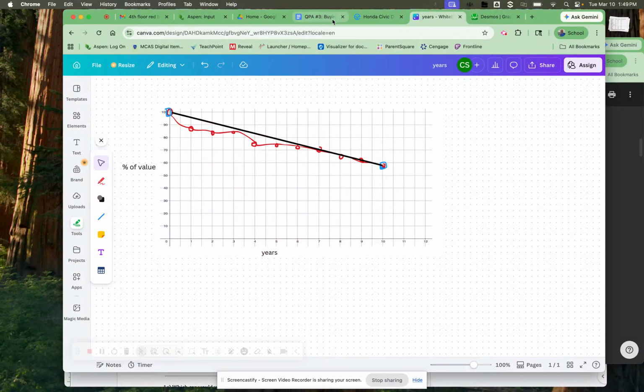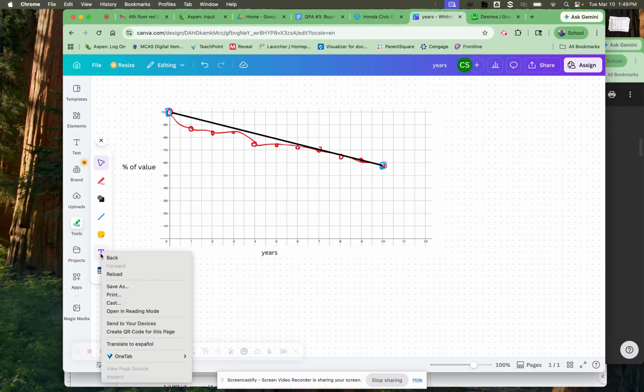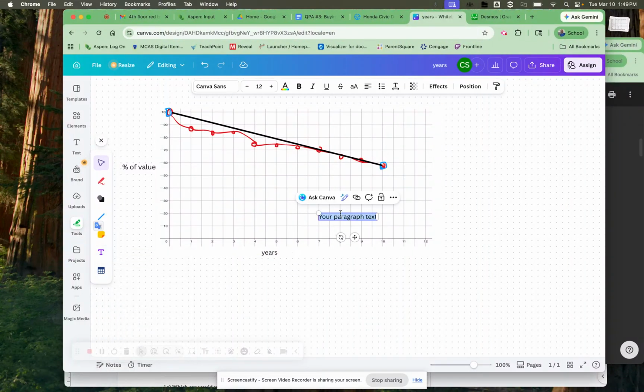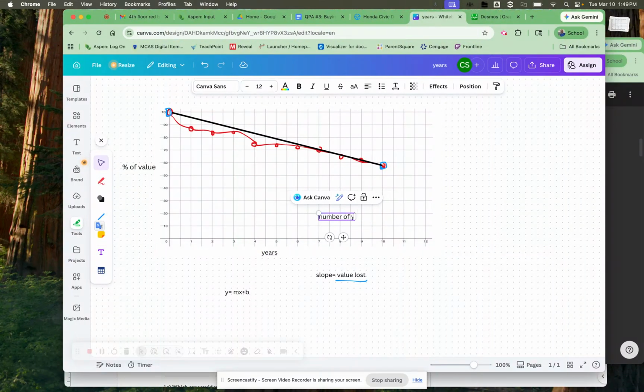And so I'm going to write an equation. I know my equation is going to be y equals mx plus b. So I need to figure out my slope. M is my slope, and the slope equals the value lost divided by the number of years.